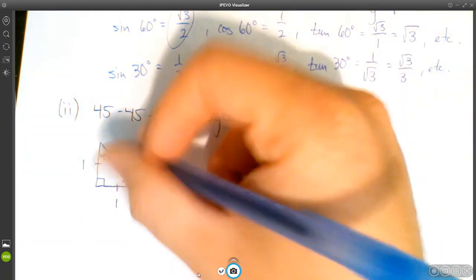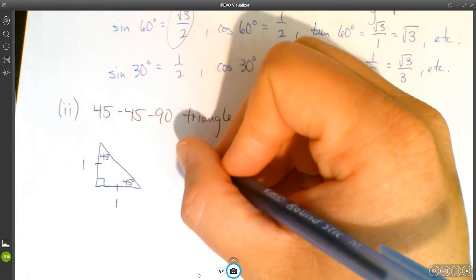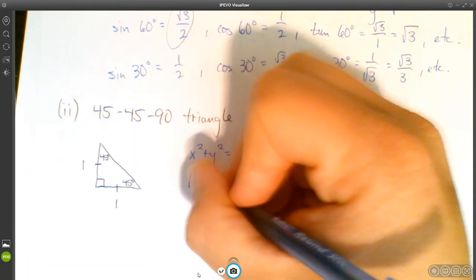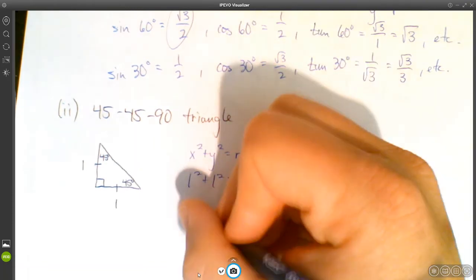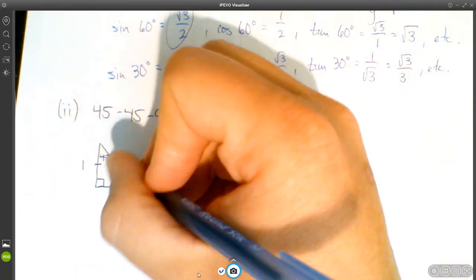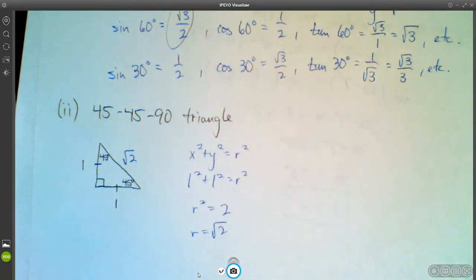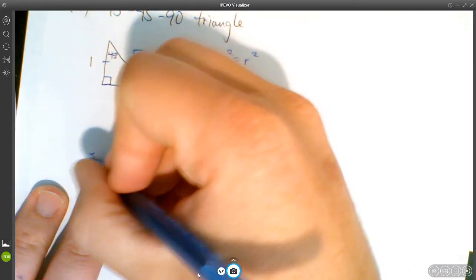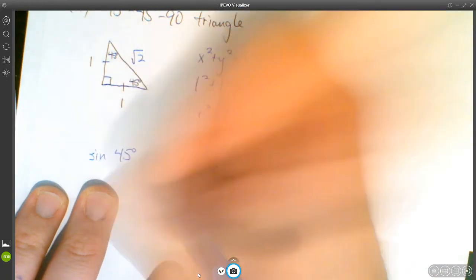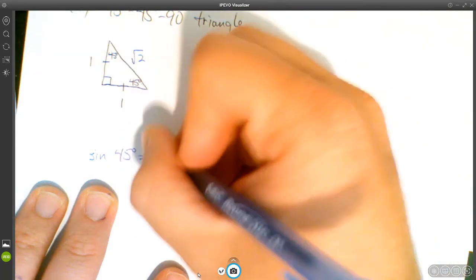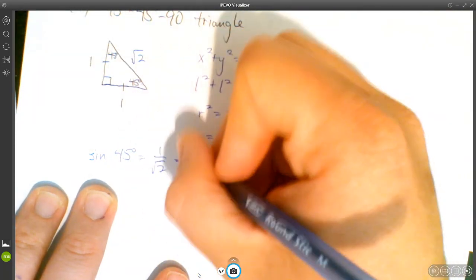Then I can use the Pythagorean theorem to solve for the hypotenuse. So x squared plus y squared equals r squared. 1 squared plus 1 squared is r squared. So r squared is 2, and that means r is the square root of 2. And so what does that tell us? Well, sine of 45 degrees is going to be opposite over hypotenuse. That's 1 over root 2, or in other words, root 2 over 2.